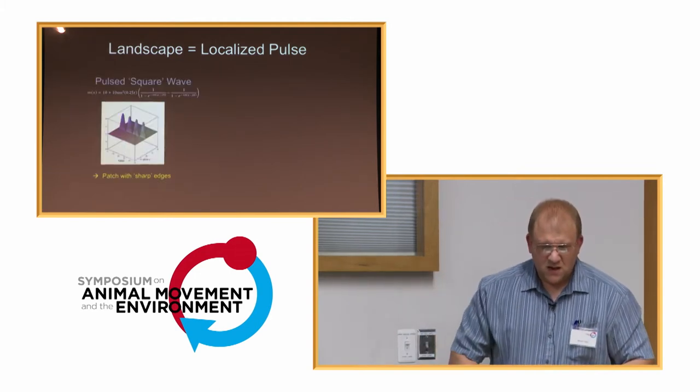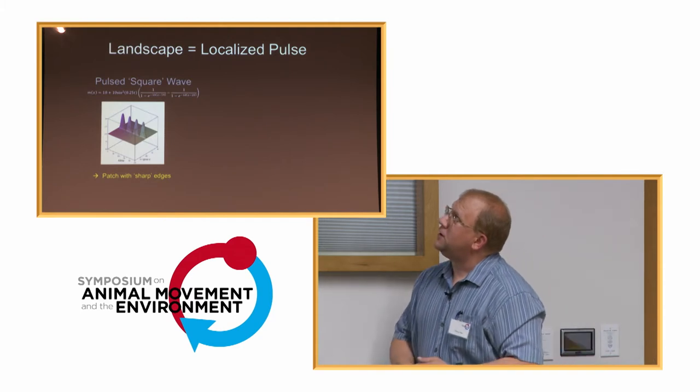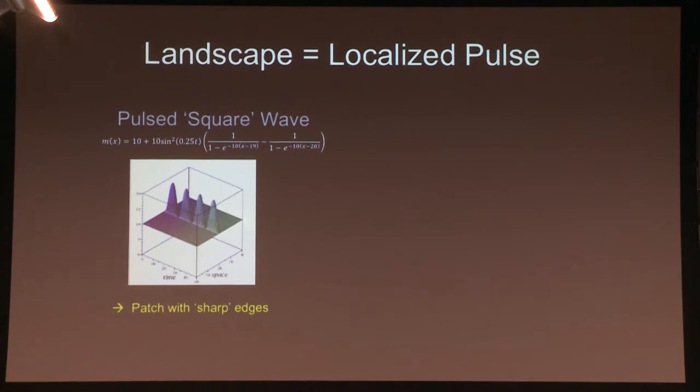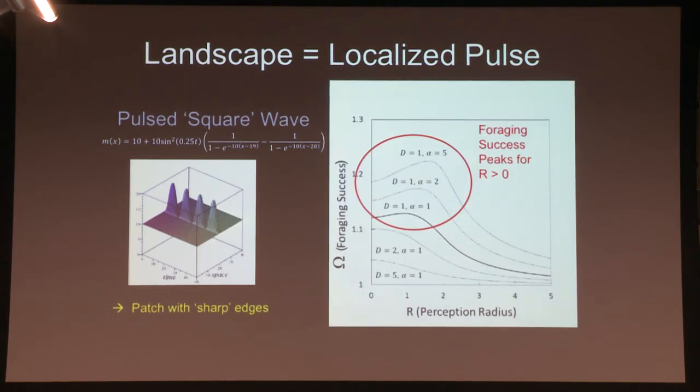Okay? We can do this mathematically with a pulsed square wave. It looks kind of like the system we had before, but now we've got these sharp edges on the pulse. Okay? And look what happens. Now we can accentuate the value of that information gathering. That perceptual range bigger than zero really makes a difference here in terms of how much overlap there can be between the consumers and their resources.